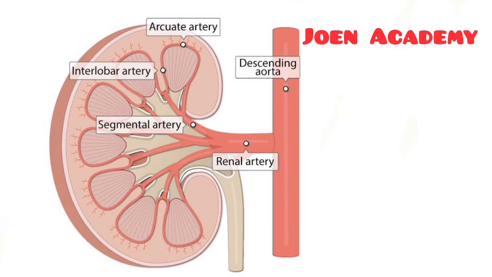At the junction between the cortex and medulla, the interlobar arteries bend and form the arcuate arteries, which run parallel to the surface of the kidney. From the arcuate arteries, smaller cortical radiate arteries, also called interlobular arteries, radiate outwards into the cortex. It is from these arteries that the real magic begins, as they give rise to the afferent arterioles, each one feeding a glomerulus, a key part of the nephron where filtration starts.